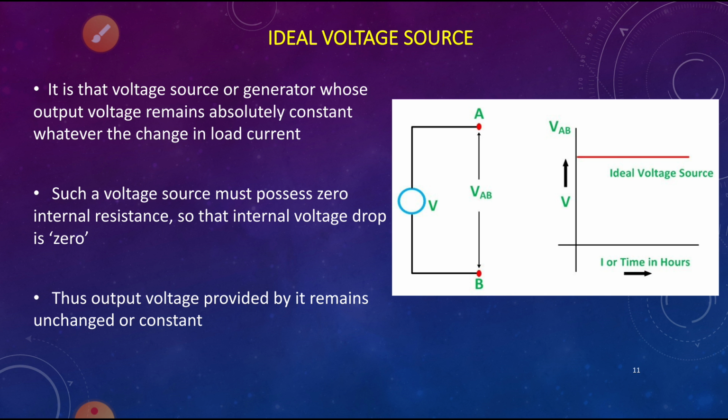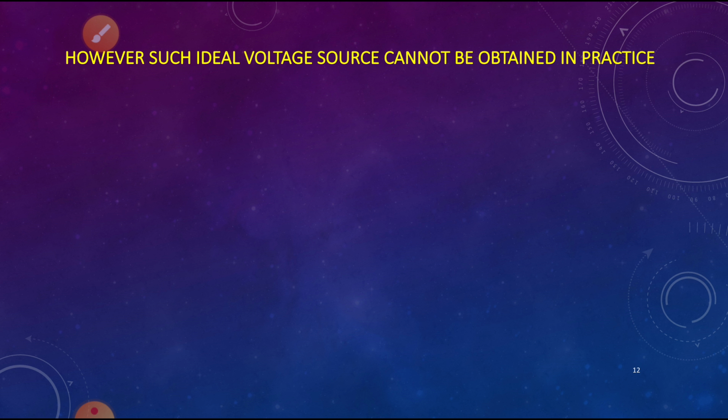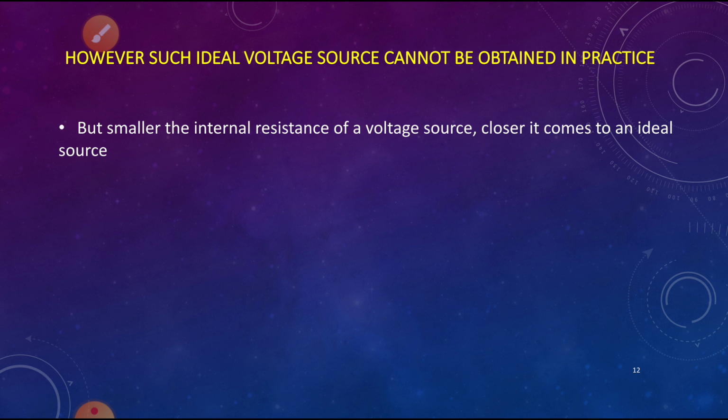Vice versa, what is a constant current source? It maintains the constant current through the circuit independent of the voltage changes. One is constant, the other is variable. Constant voltage should be maintained when the current changes. However, such an ideal voltage source cannot be obtained in practice, but the smaller the internal resistance of a voltage source, the closer it comes to an ideal source.